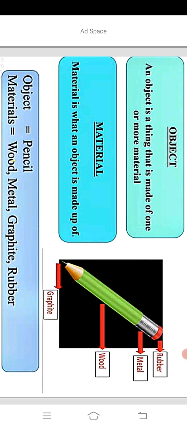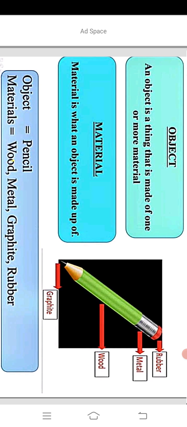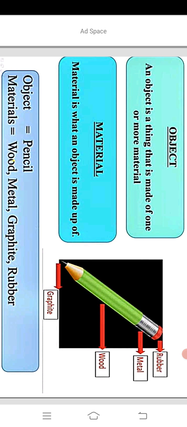See the picture of this pencil. This pencil is made up of graphite, wood, metal and rubber. So this rubber, metal, wood, graphite are used to make this pencil. So an object is a thing that is made of one or more materials.